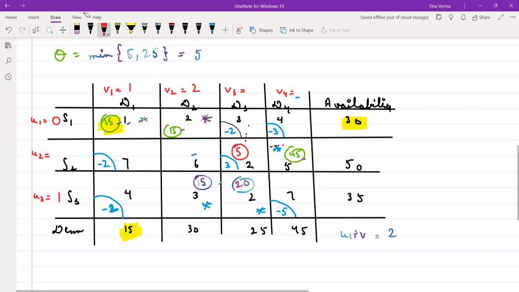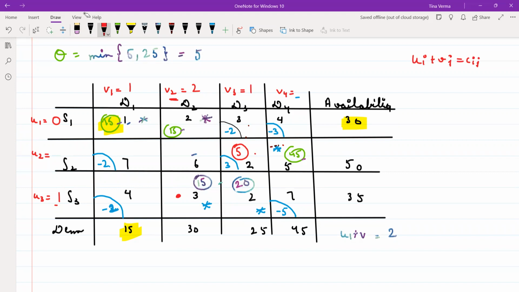Is it clear? You calculate ui and vj's only from the basic cells by taking the relation ui plus vj is equal to cij. If you are confused, write all the equations and substitute, then you can obtain the value. Here it is 1 plus v3 is equal to 2. Subtract, how much will v3 be? 1.